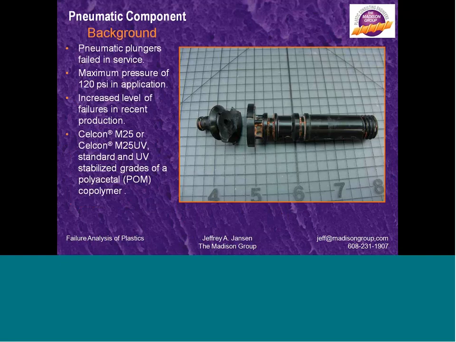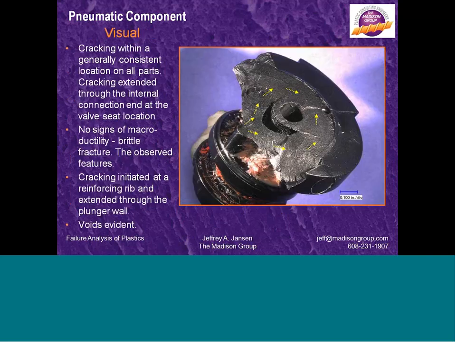We're going to walk through a couple of case studies now to illustrate the points we were making about conducting a failure analysis. The first one is a pneumatic plunger that failed in service, with a maximum pressure of approximately 120 psi in the application. There was an increased level of failures in recent production. It was produced from a polyacetal copolymer, either M25 or M25 UV, that's the UV stabilized material. And so that's some of the background information that we knew.